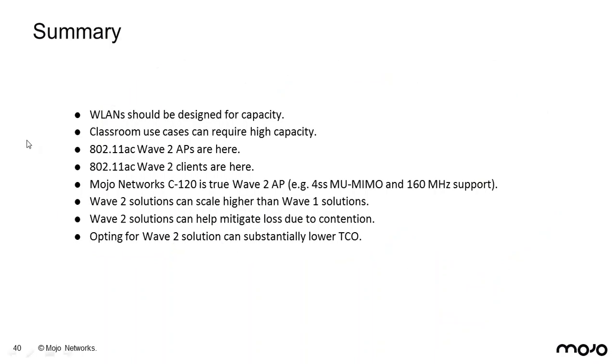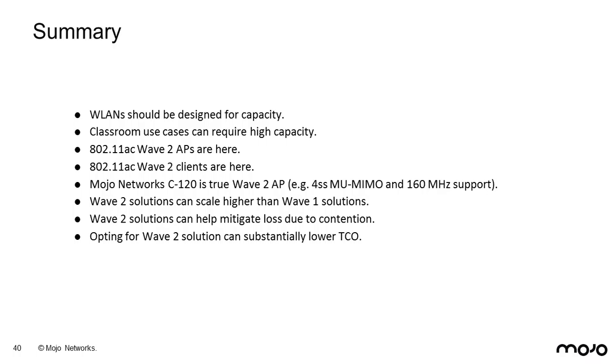All right, and summary. For the whole deck, we have a little bit of summary here. So wireless LANs, again, should be designed for capacity. Classroom use cases can require high capacity, as we saw here. It's a pretty high capacity with a 5 meg SLA for 30 devices concurrently.